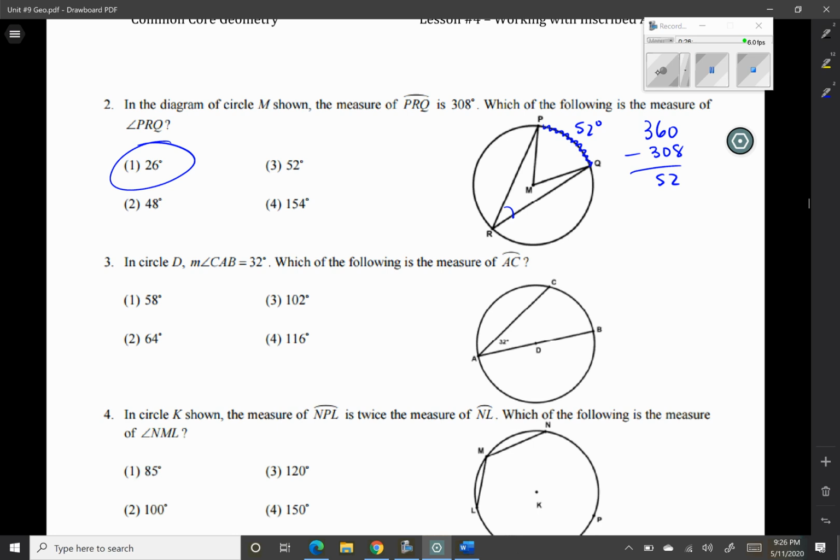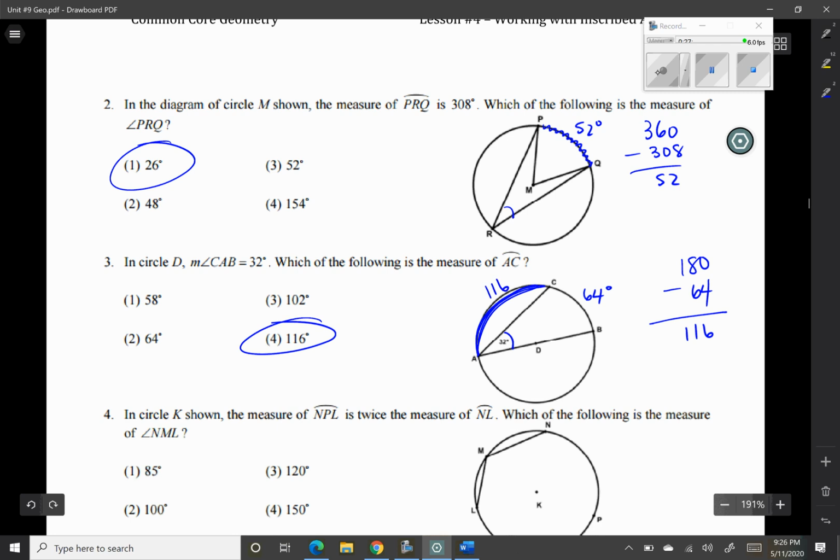Number 3 says in circle D, angle CAB is 32 degrees. Which of the following is arc AC? This is inscribed, meaning the arc is double it. So that's 64. Don't jump the gun. It's not choice 2. They don't want arc BC. They want arc AC. Well, arc AC is going to be the subtraction of the half circle minus 64. And that's going to be 116 degrees. How did I know it's a half circle? AD is the diameter. It goes through the center.